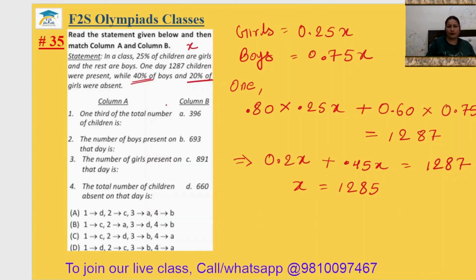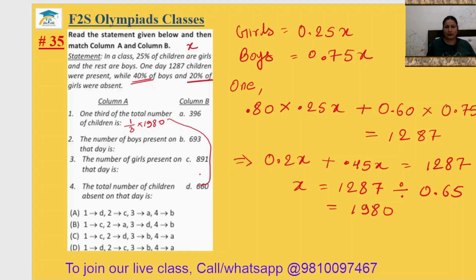So x equals 1287 divided by 0.65. This is equal to 1980. The total number of students is 1980. Now 1 by 3 of the total children means 1980 divided by 3, you will get 660. A will match with option D. Okay, 1 will be D.